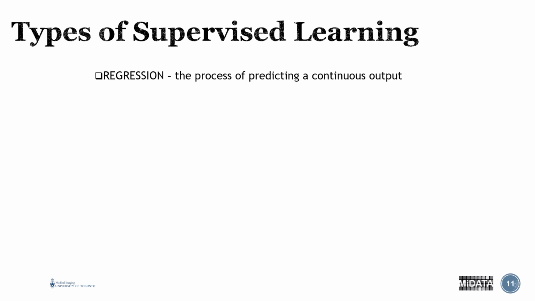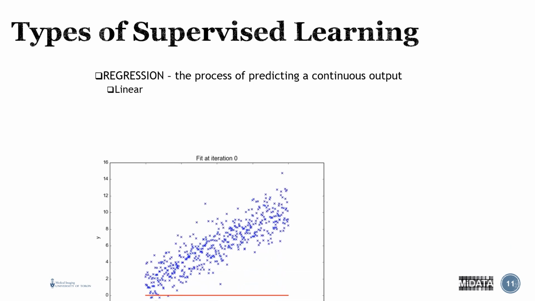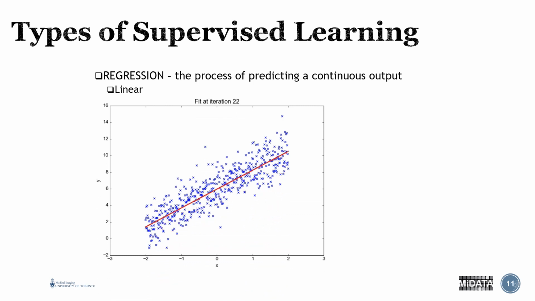Now, regression is the process of predicting a continuous output. Great. You have linear regression. Most people have done some form of linear regression in their research through statistics. And your linear regression will basically be fitting a line of best fit, or your regression line, to two dimensions. Your independent variable, which is your x-axis, and your dependent variable, which is your y-axis. You're trying to predict y.